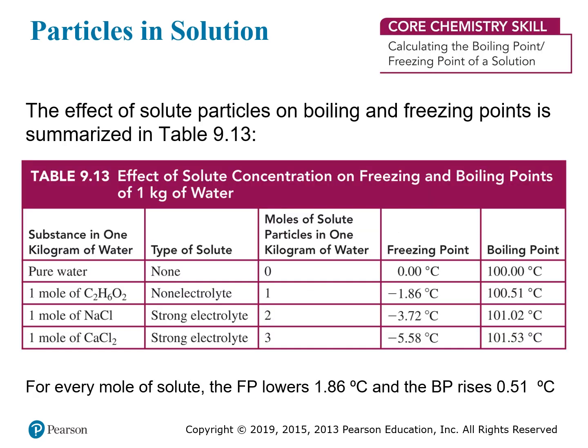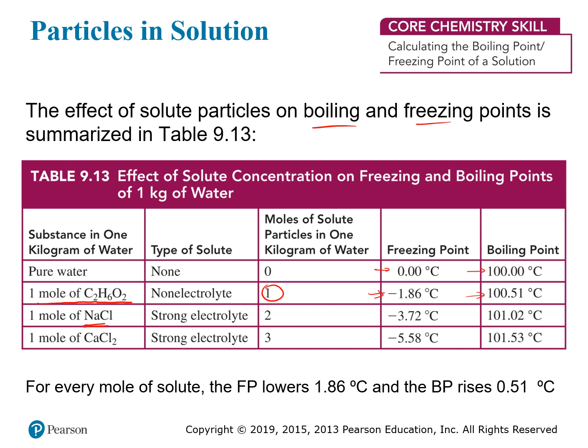This table shows the effect of the number of solute particles on the boiling and freezing points. Okay, and again, it only depends on the number of solute particles dissolved. So for pure water, we have a freezing point of 0 and a boiling point of 100 degrees Celsius. Okay, we know that. If you add a mole of a non-electrolyte, then you're going to get a mole of particles dissolved, and so the freezing point will lower by 1.86 degrees Celsius. It'll go down to negative 1.86. And the boiling point will be raised to 100.51 degrees Celsius, so it goes up by 0.51.